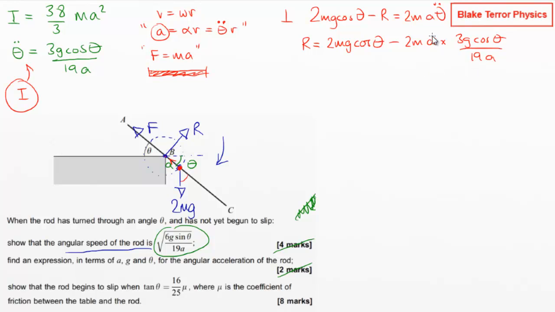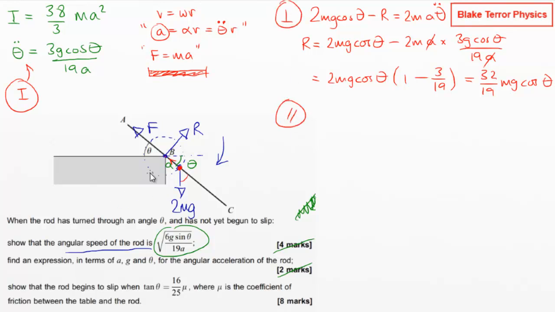We've got a lot of things we can do here. We can cancel those a's for a start. Let's factorize: we've got 2mg cos theta, and then we've got 1 minus 3 over 19. So that's 16 over 19 multiplied by 2, so 32 over 19 mg cos theta. So that's given us what our normal reaction force is. Right, now we can go parallel to the rod.